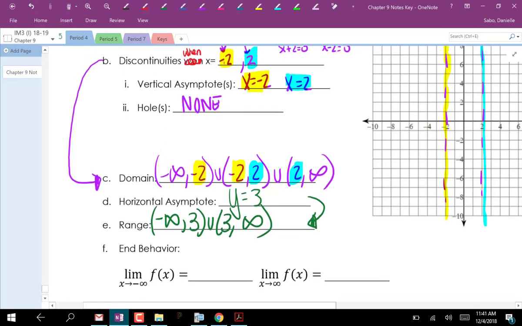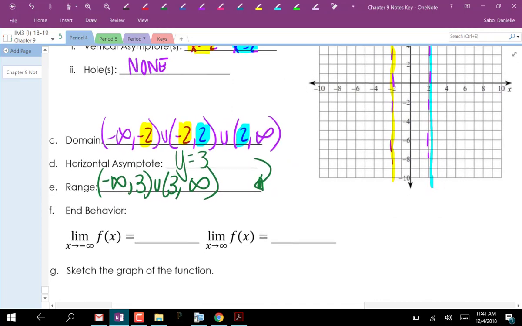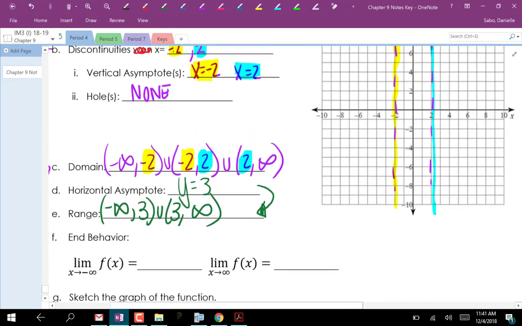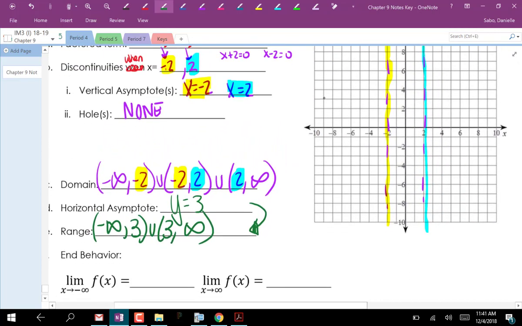So with that, I want to draw one more thing in. I need to draw in my horizontal asymptote at y equals 3. So I'm going to draw that in green here. Y equals 3, because now we've got to go the other direction. Here. Okay, so now we've got a lot of dotted lines. That means that when you draw your graph out, you can't touch them.